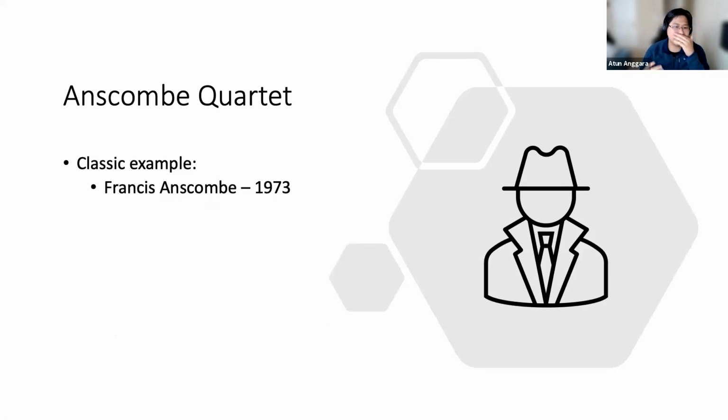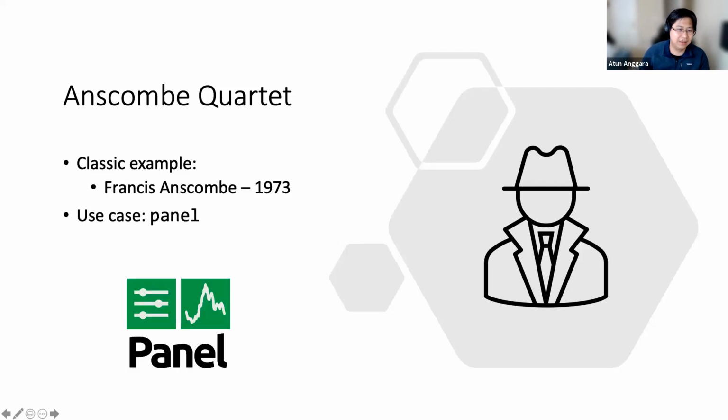And there's this famous case called Anscombe's Quartet. And the main message is that summary statistics are really not enough. So in order for me to show what that actually means, I'm going to use a package called Panel. This is something that I try to explore. So let's dig right into it.